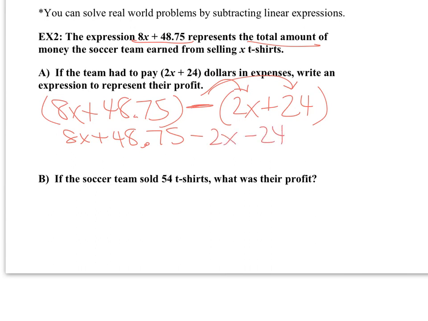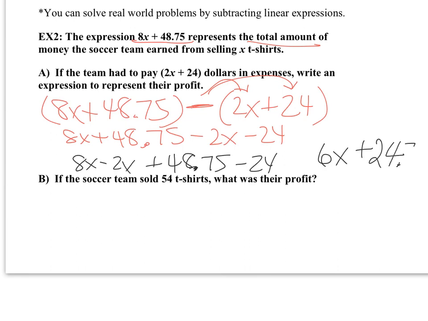I can combine my like terms, so 8x minus 2x, then plus 48.75 minus 24. And I simplify my answer to 8x minus 2x, which is 6x. And then 48.75, I'm going to subtract 24, and I end up with plus 24.75. And that is my new simplified expression, finding the difference between the expenses and the total, so I can find the profit of how much they'll make.